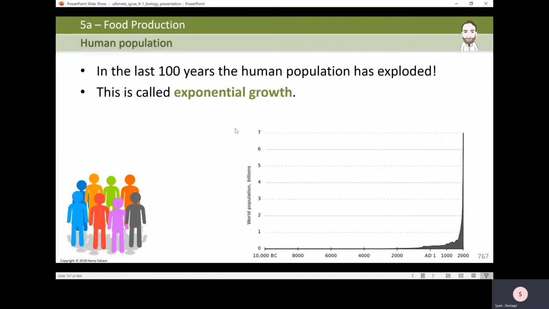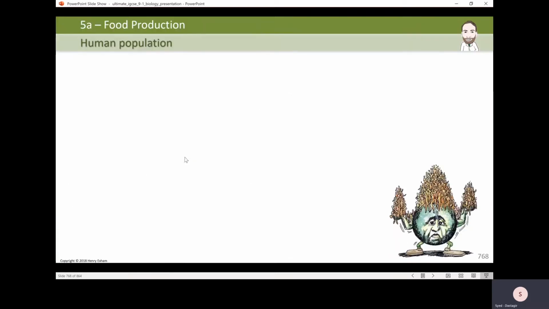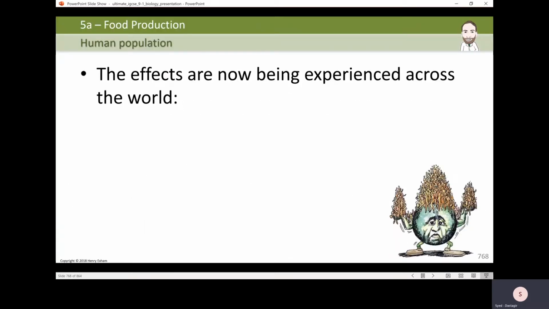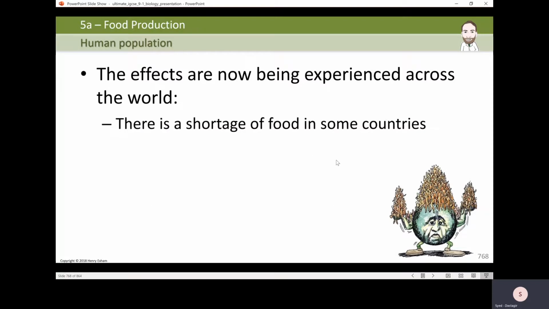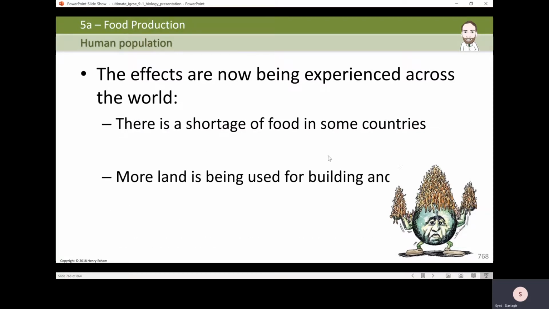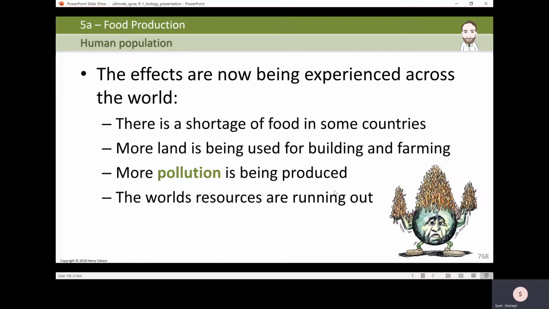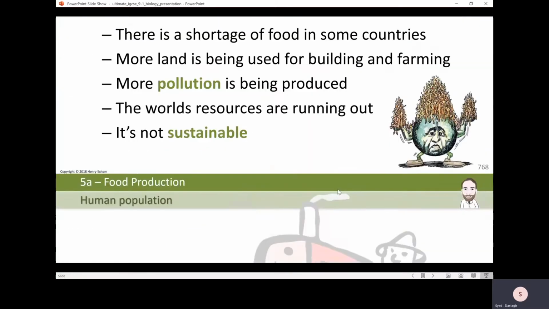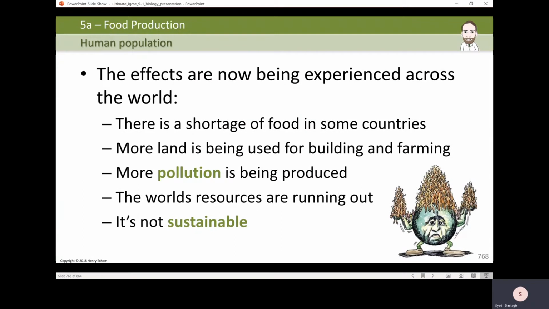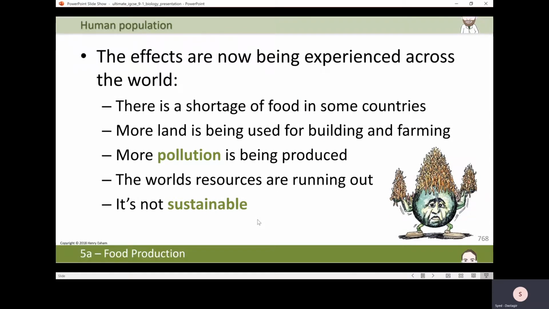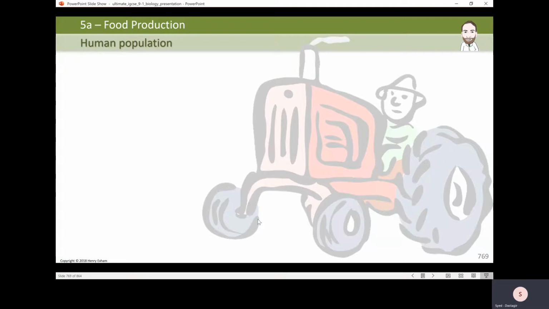So as I was saying, there was an explosion in the human population in recent times. This has had a significant effect on the world. There's been a shortage of food in some countries. More land is being used for building and farming. While the population is increasing, the world's resources are therefore running out. And it's not sustainable. What does sustainable mean? Well, we can't keep going on like this for the long term. Moving on.